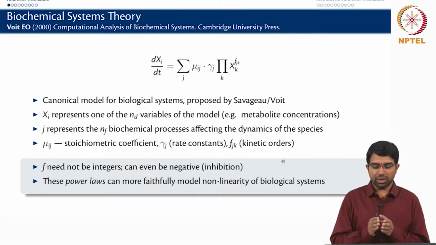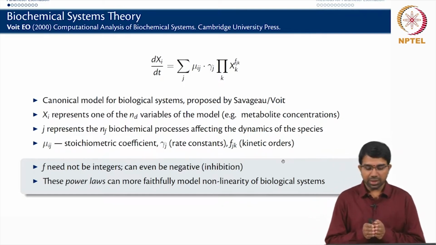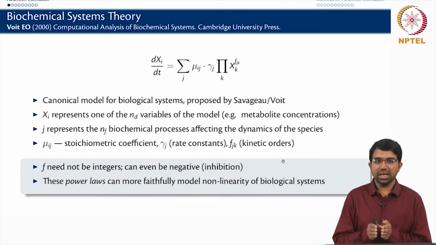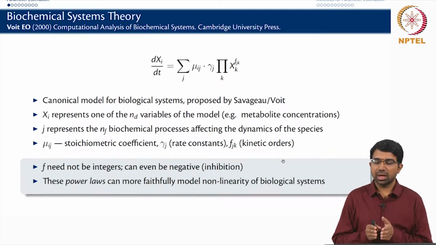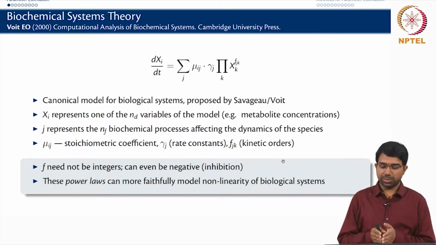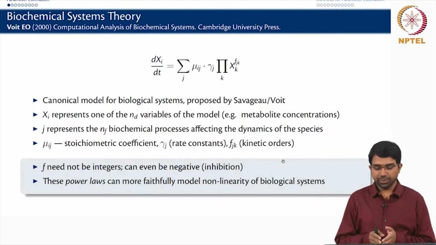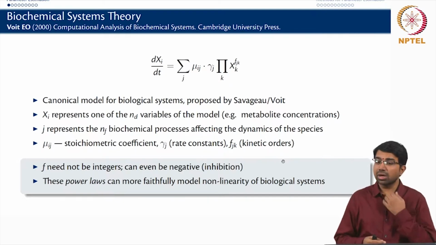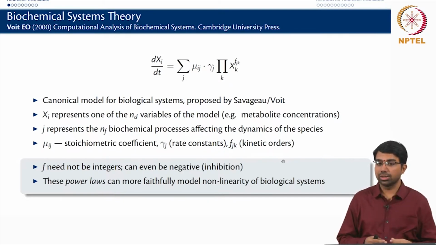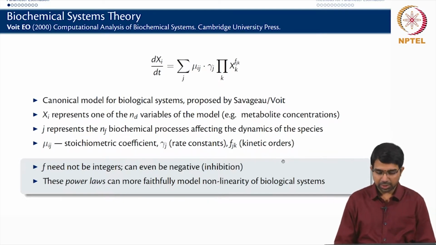You can see the power law here, right. So, dxi by dt is some product of xk raised to some power. What are your xi's? They are your concentrations of different species, typically. Your mu ij are like your stoichiometric coefficients, you have rate constants and the kinetic orders, and the orders can be negative and so on for inhibition and things like that.